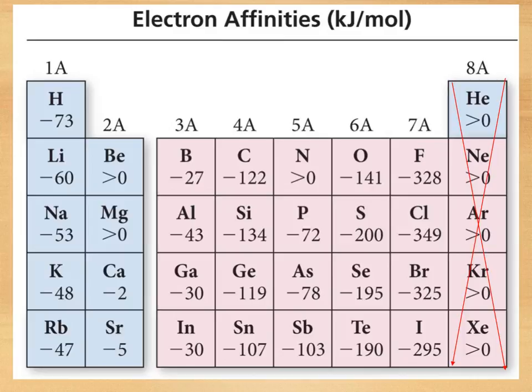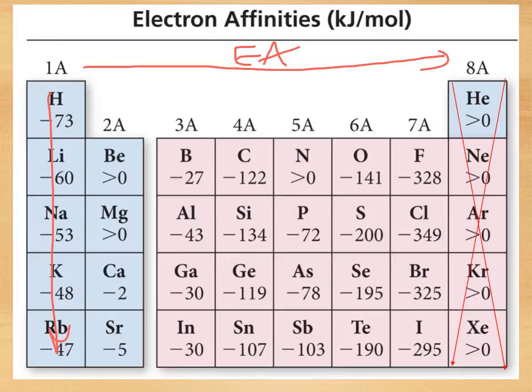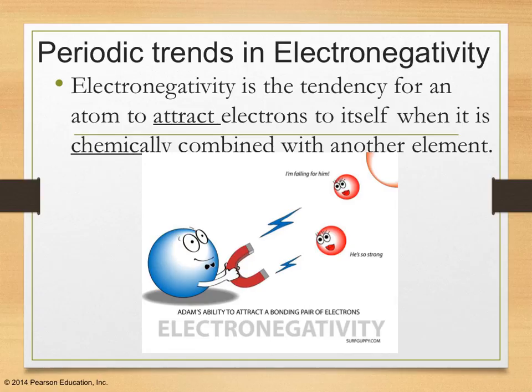All right, so I don't even really want to draw the arrows when I'm talking about electron affinities. In general, electron affinity increases going left to right, and in general, it decreases going down. But there are so many anomalies that I don't even really want to draw an arrow here. All right, last periodic trend, electronegativity.